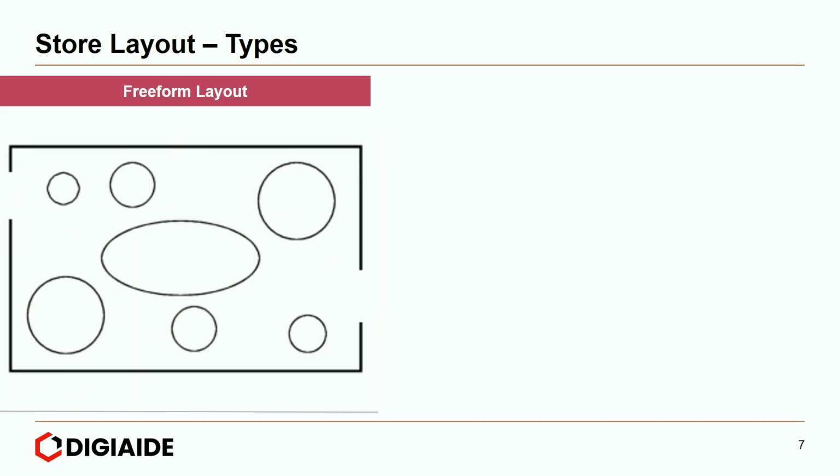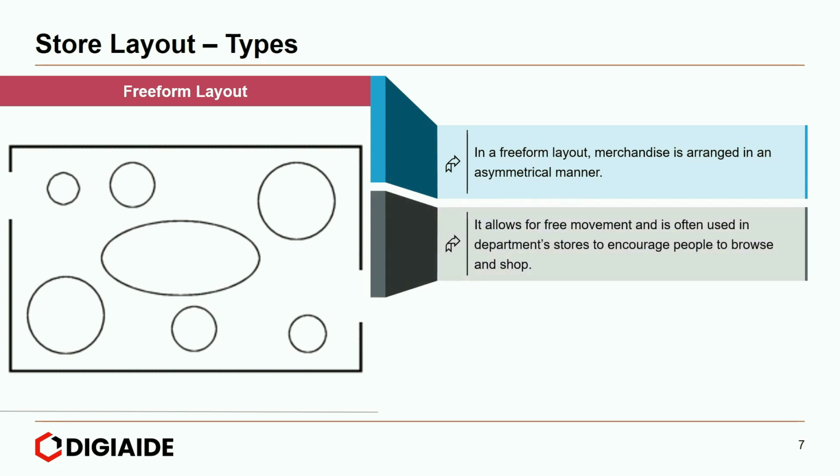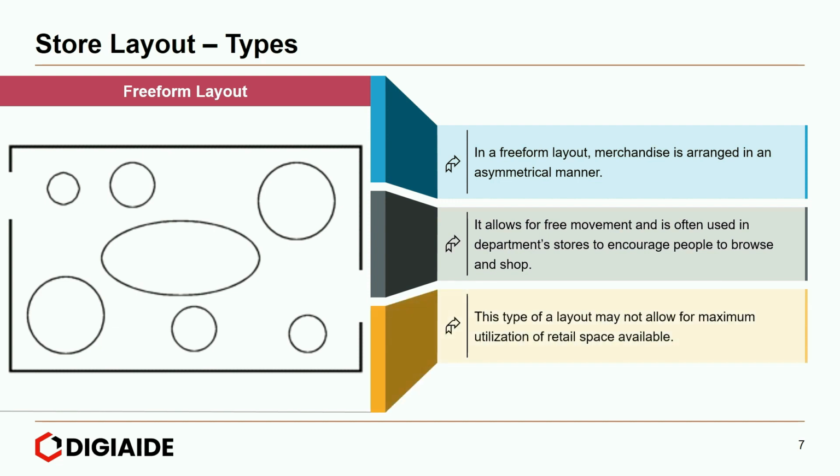Next is the free-form layout. In a free-form layout, merchandise is arranged in an asymmetrical manner. It allows for free movement and is often used in department stores to encourage people to browse and shop. This type of layout may not allow for maximum utilization of retail space available. This works best for high-end designer stores where there is less inventory with higher margins.